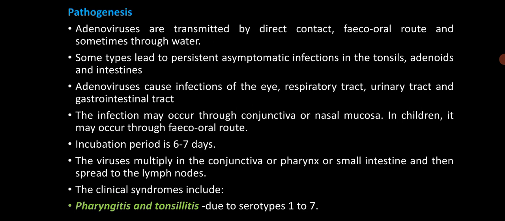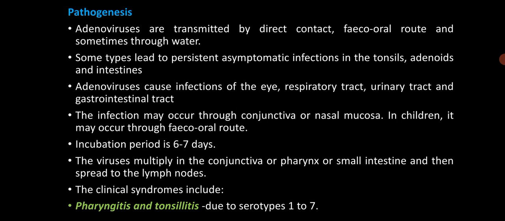The lymph nodes are specialized tissues having a large number of macrophages and other cells involved in phagocytosis, which have an important role in fighting against pathogenic organisms. The clinical symptoms include pharyngitis and tonsillitis.